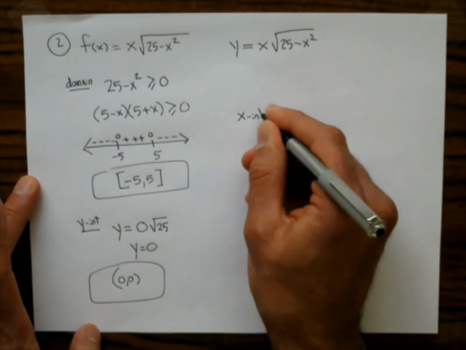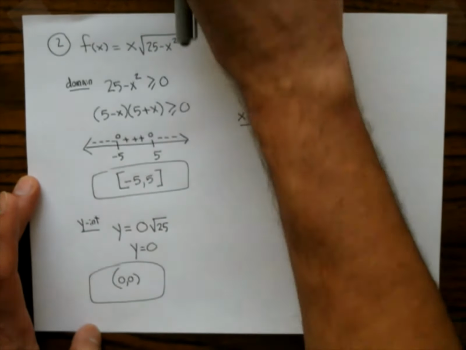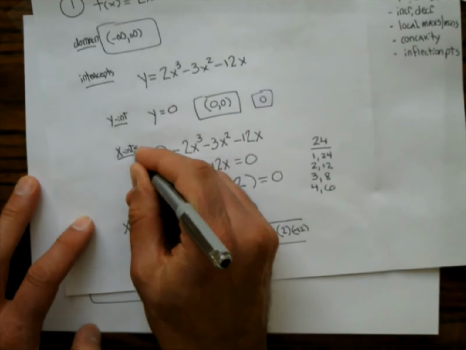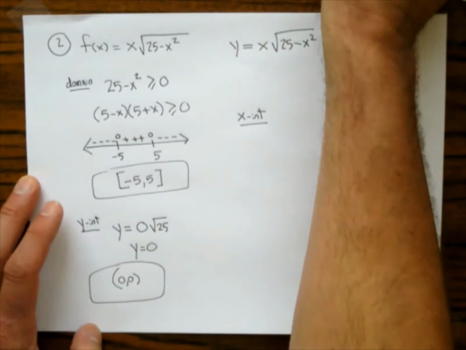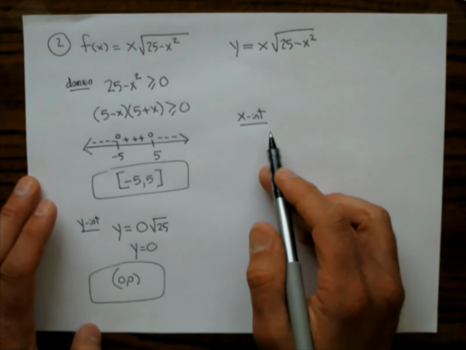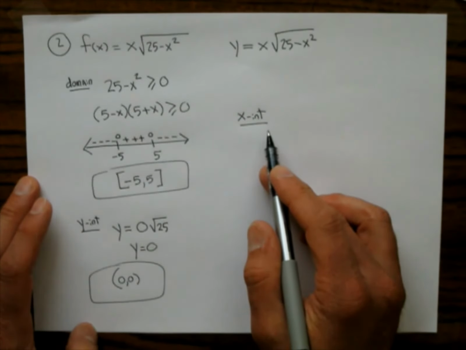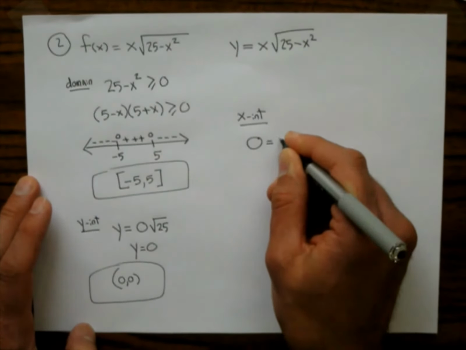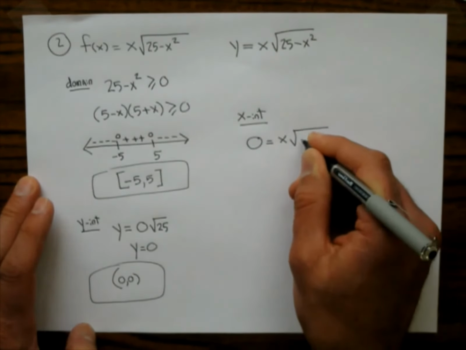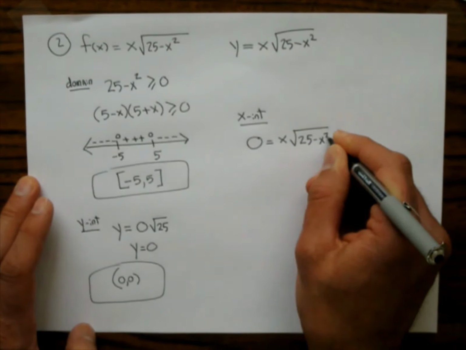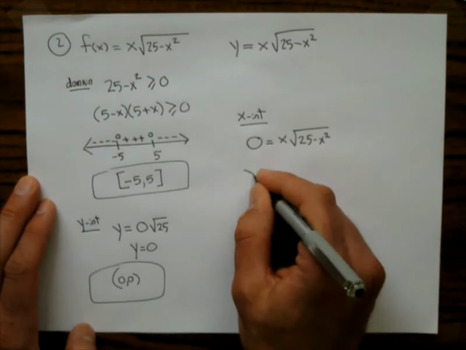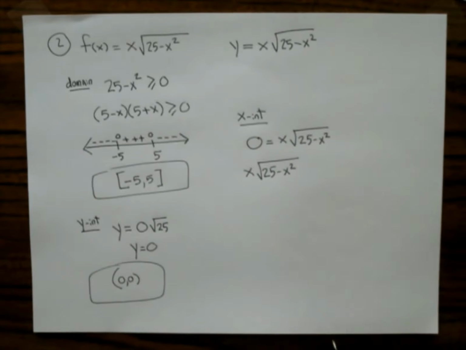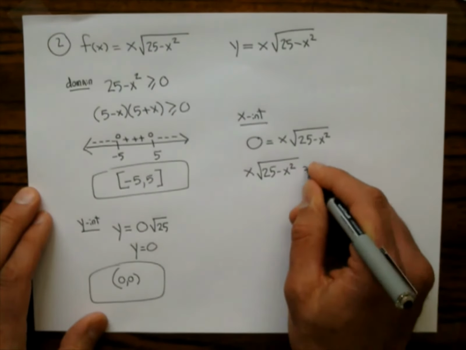The X-intercept. Oh, let me go back to the other problem. You notice how I said X-intercept and there were more than one of them? Plural, my intercepts on that one. Okay, so how do I find the X-intercept? I set y equal to 0. So let's do that. 0 equals x times the square root of 25 minus x squared. Let me go ahead and switch sides here. x times the square root of 25 minus x squared, and this equals 0.